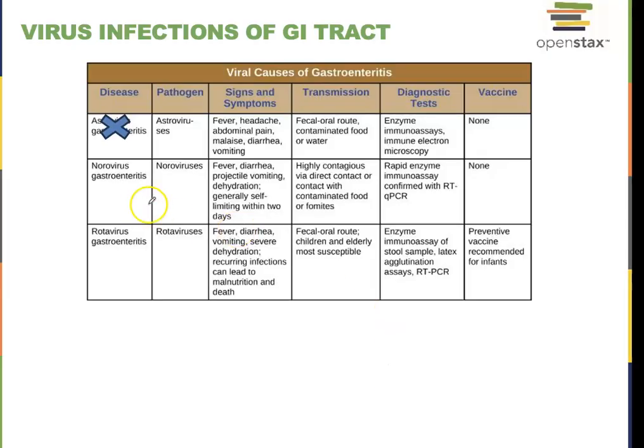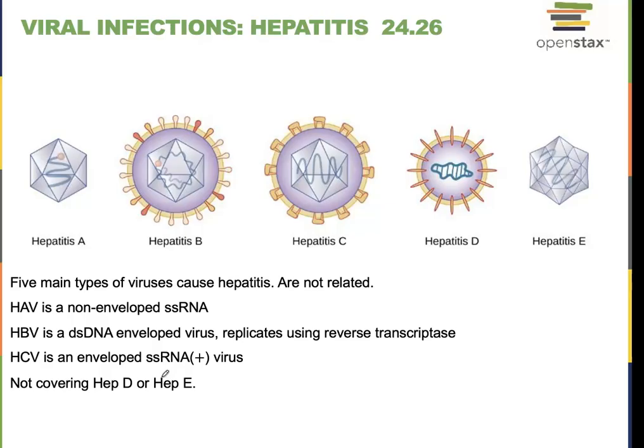So this is it, our norovirus and our rotavirus, food poisonings. Norovirus is highly contagious, okay, really contagious. And this is basically kids, mostly kids and elderly. So the next virus we have to talk about is going to be for the liver.